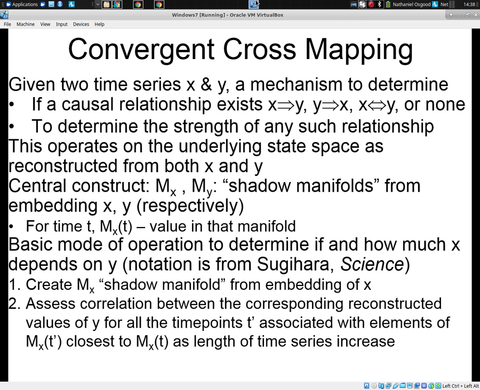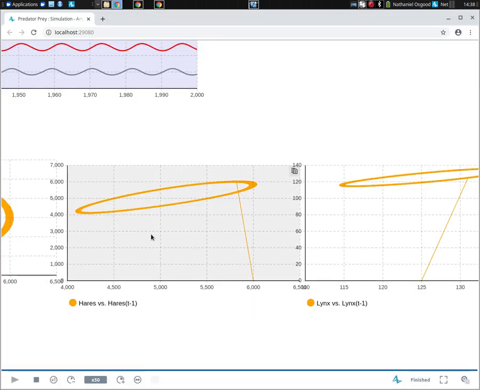So I'm going to make an utterance now. And it's an utterance that's going to have great significance with respect to understanding CCM. So please pay attention. This reconstructed shadow manifold is reconstructing the state space driving X. That's what we're doing here. This, ladies and gentlemen, is reconstructing the state space driving hares. That's what that is. This one to the right is a reconstruction of the space of things driving lynxes.